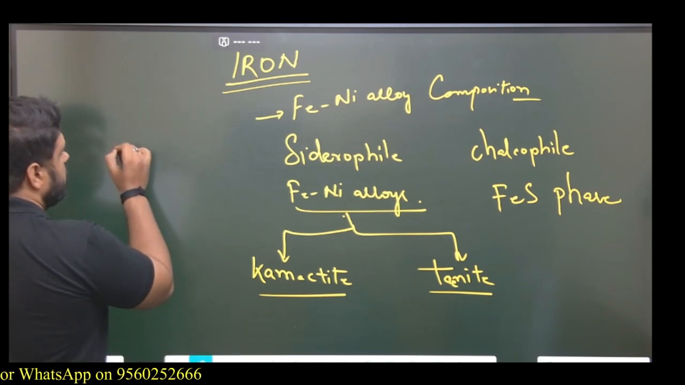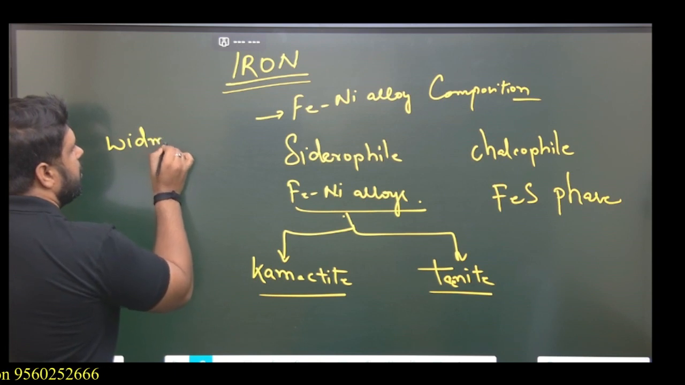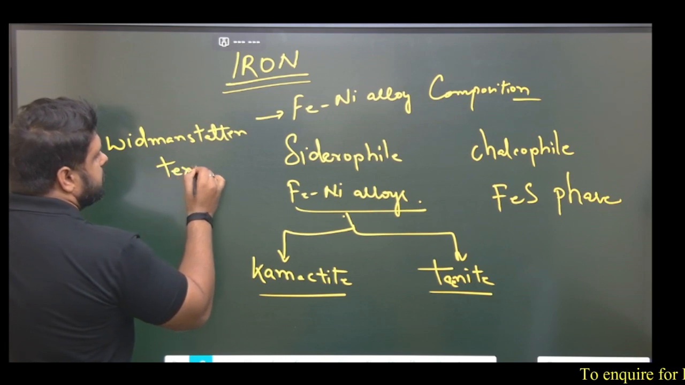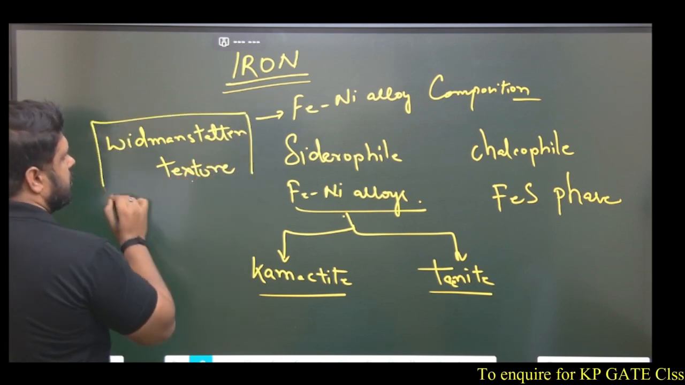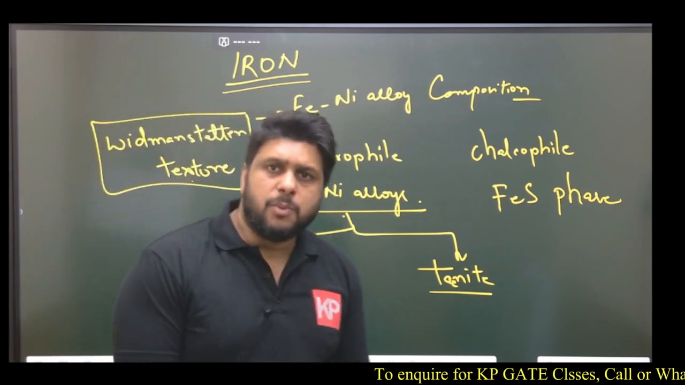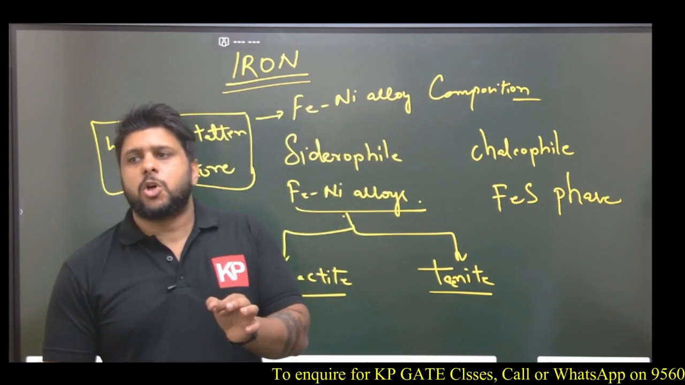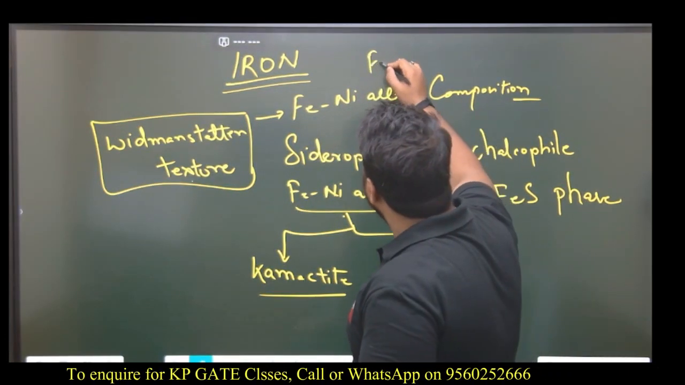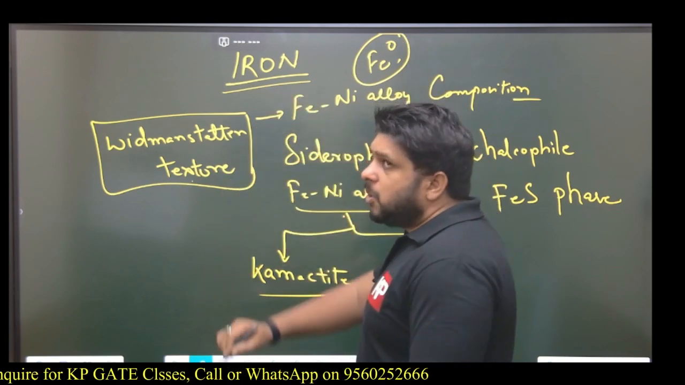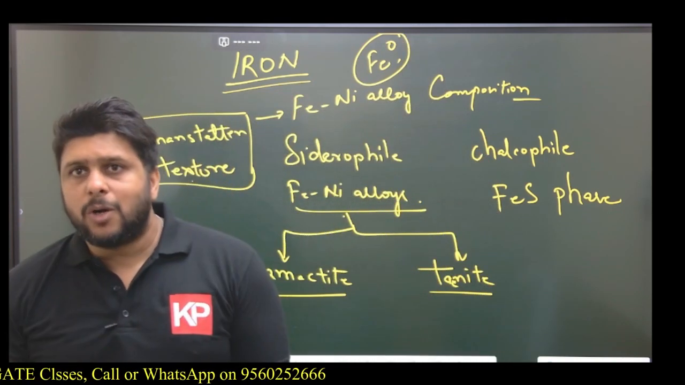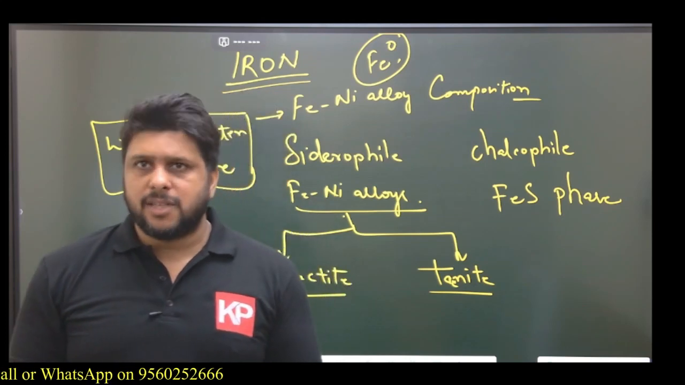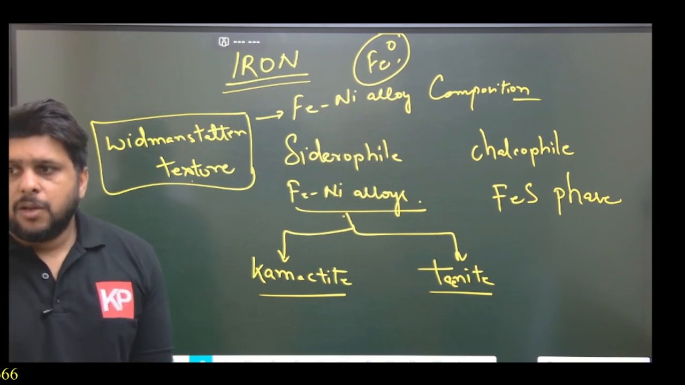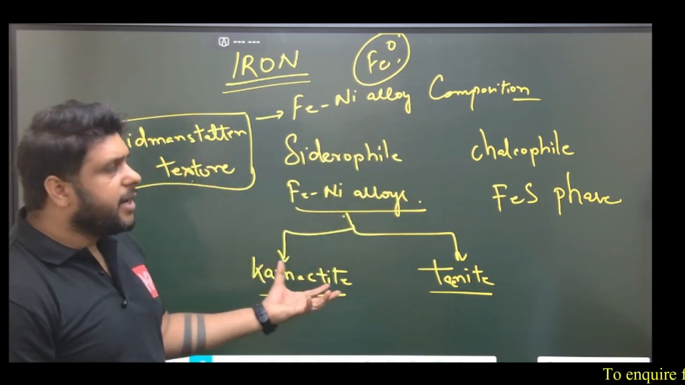So this texture is known as Widmanstätten texture, and it is mostly seen in iron meteorites. In iron meteorites, we are going to find iron with zero valency. In most of the Earth, we come across plus 2 and plus 3 valency, but in iron meteorites, we find iron with zero valency. Okay guys, so this is all about iron meteorites.